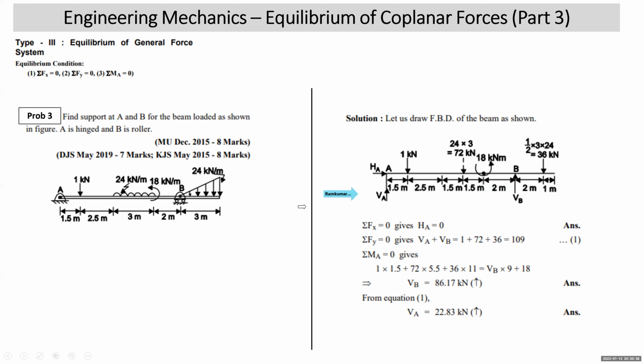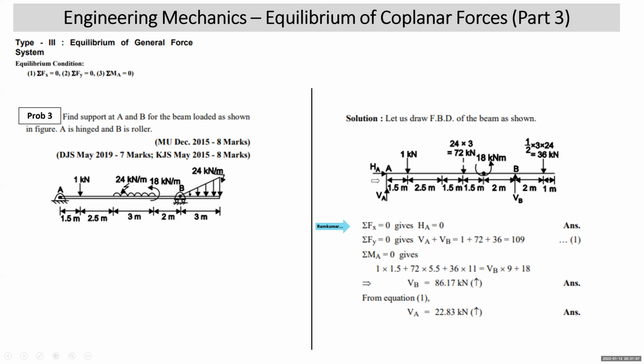Once my free body diagram is ready, I'm ready to apply the equilibrium conditions. I begin with sigma Fx equal to 0. When I write sigma Fx equal to 0, there is no force except HA, so HA will be 0. That means the horizontal reaction at A is 0. Then we write sigma Fy, although here also I could have started with sigma MA. Sigma Fy is equal to 0, upward is equal to downward. Upward is VA plus VB, downward is 1 plus 72 plus 36. This comes out to 109.